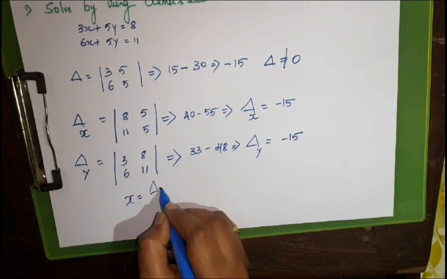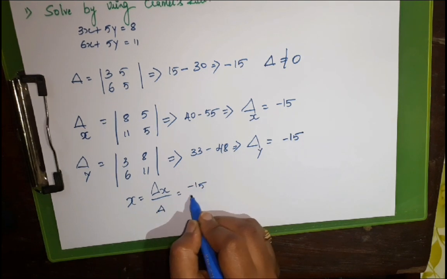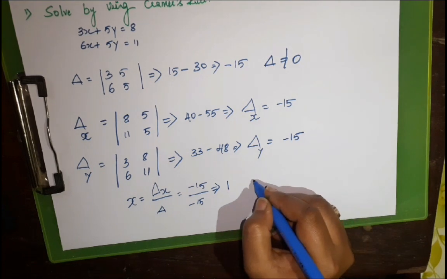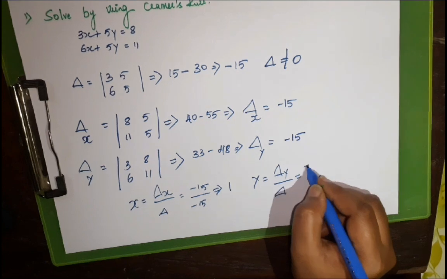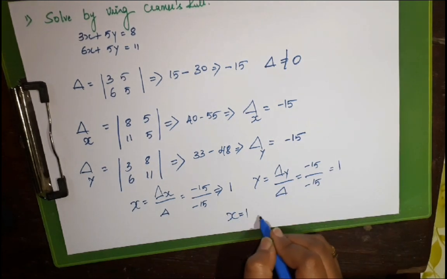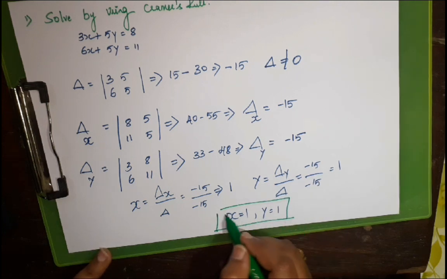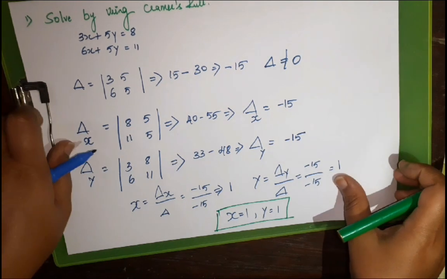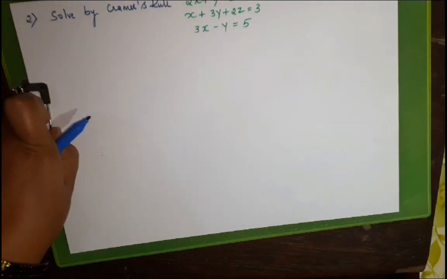After this we have to find the values of x and y. x is equal to delta x by delta, so that is minus 15 by minus 15, you will get 1, and y is equal to delta y by delta, so this is also minus 15 by minus 15, you will get 1. So x value is 1 and y value is also 1. This is how we have to find the values of variables under two equations. So we'll take up the last sum.